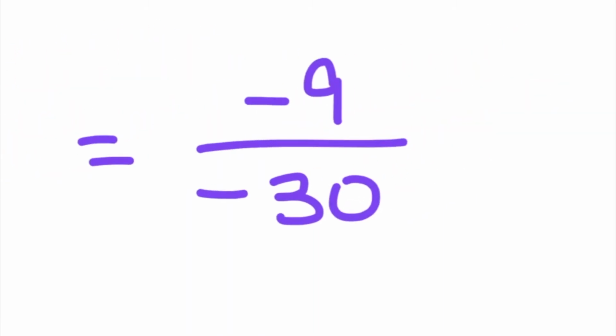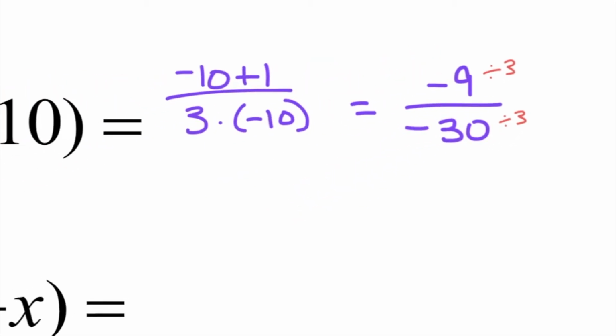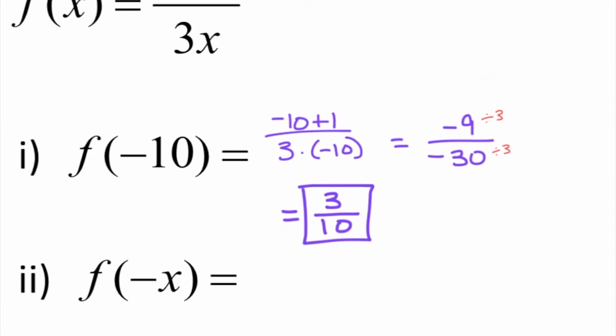And you can reduce that fraction by dividing on the top and the bottom by 3, or simplify. You all are taught to simplify fractions. And negative divided by negative is positive, and so this whole thing is going to be equal to positive 3 over 10. No decimal answers.